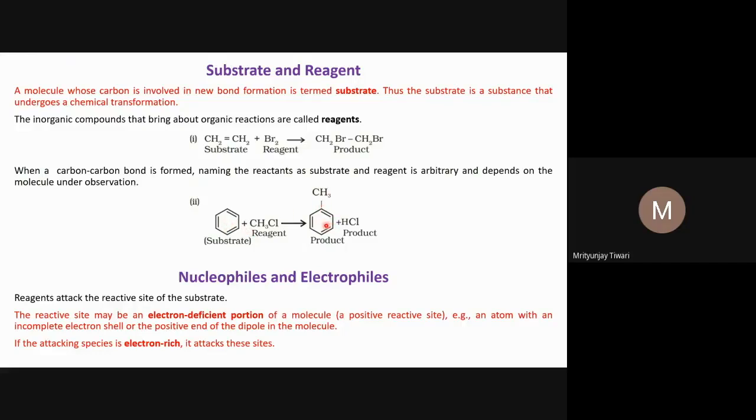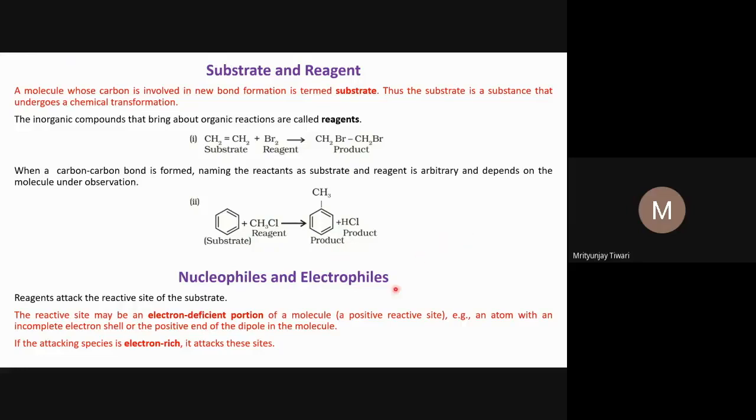So the choice could be arbitrary. However, you may be biased towards the substance or the molecule which has more carbon, and you can consider that as the substrate. So one can say this is a substrate and this is a reagent, and this reagent is now converted into HCl. This is the carbon species which contains the carbon where a new bond is formed, and it is called the product. This is also a product, but this is the main product of this reaction.